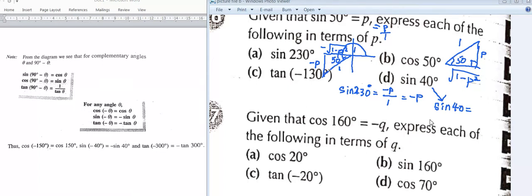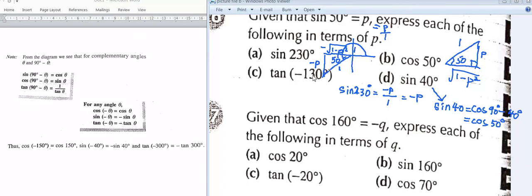Let me repeat. Because the given one is sine 50, I cannot straight away use sine 40. So I have to look at this: sine 40 is equal to cosine of 90 minus 40. So this becomes cosine of 90 minus 40, which gives you cosine 50. Basically it should be the same answer as this, which is square root of 1 minus P squared over 1.